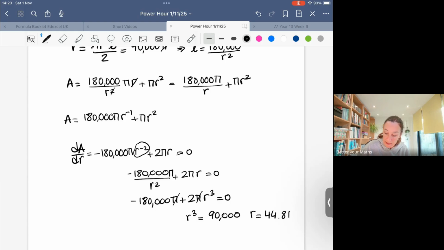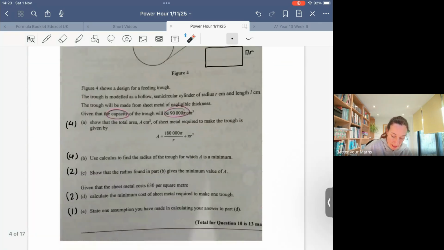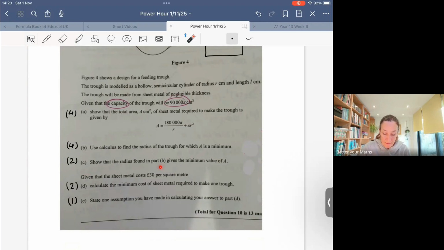44.81. And this is centimeters because our radius was in centimeters. So this is the radius that is giving me a maximum or a minimum. I'm not sure, it could give me any, but this is my stationary point. I have differentiated the expression and made it equal to 0. Any question? No? Now it says, show that the radius found in part B gives the minimum value of A.